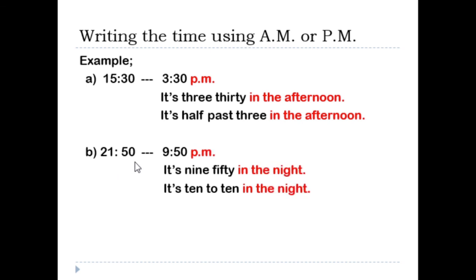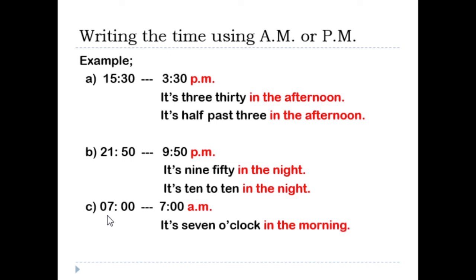21:50 is also an army time. And again, if you will write it in English way, it's 9:50 p.m. or it's 9:50 in the night, or it's 10 to 10 in the night. And lastly, we can also have this one, 7 a.m. Or you can also say it's 7 o'clock in the morning. Okay? So, remember those because it is important when someone asks you and for you also to say the time correctly.